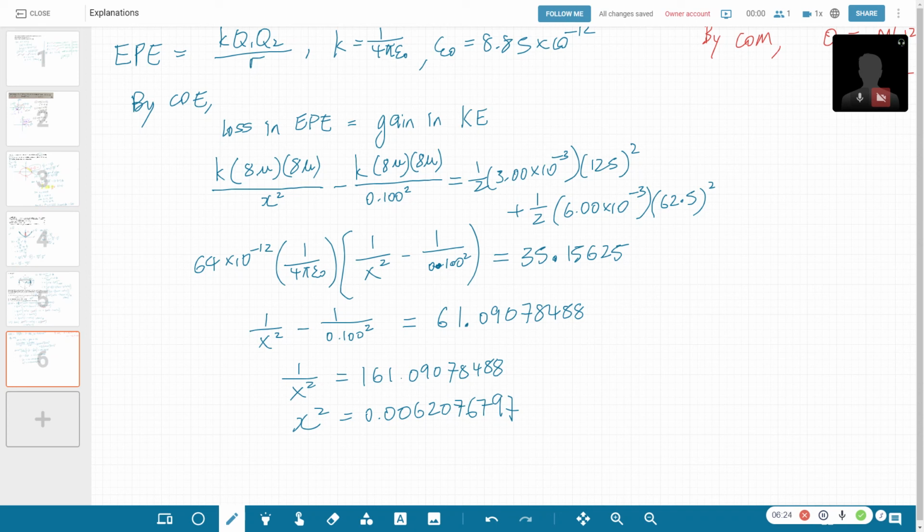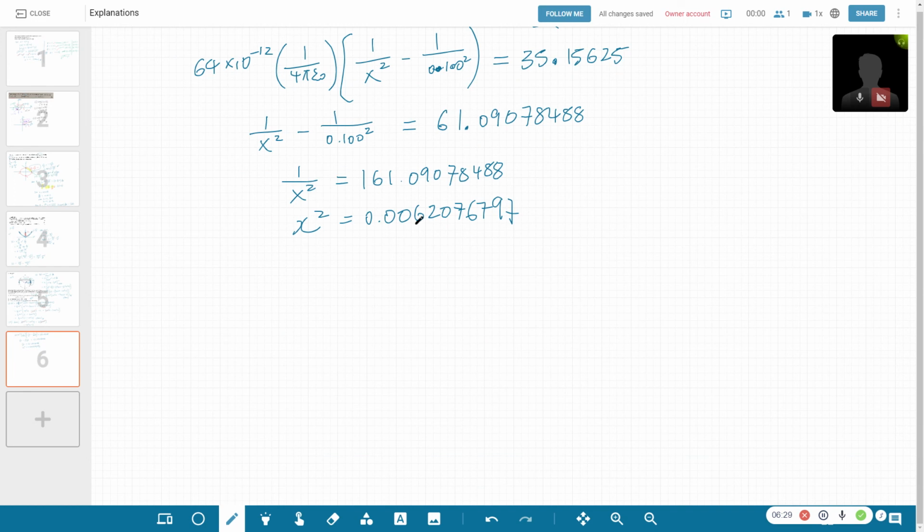Finally, just square root. You get your final answer, which is the initial separation, as 0.0787883, which is approximately 0.0788 meters. You just need to make sure that this is less than 0.100 meters as a logical check, because they start from nearer and they move further apart. So it should be quite easy.